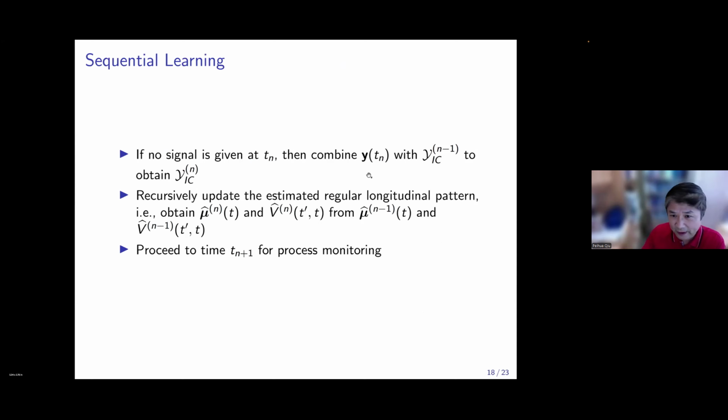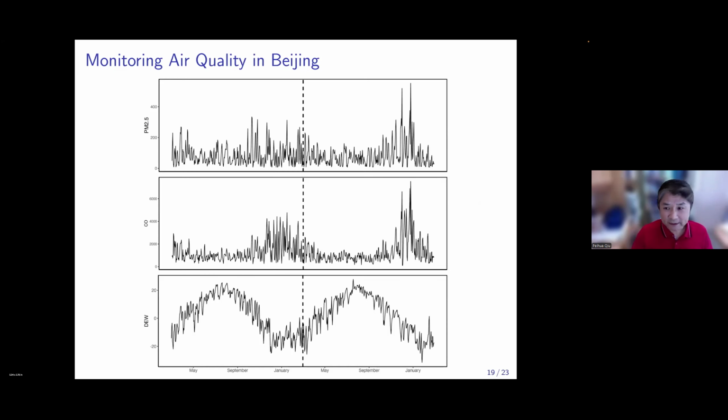If there are no signals, then combine the current observation with the in-control data at the previous time point, to get the updated or expanded in-control data. Then all the function estimates need to be updated as well, and then proceed to the next time point. And this is the air pollution data in Beijing that I presented before. The first year data is in control. Meteorologists already confirmed there was no major air pollution outbreak in this year. So we use this data as the in-control data, and try to monitor the second year data.